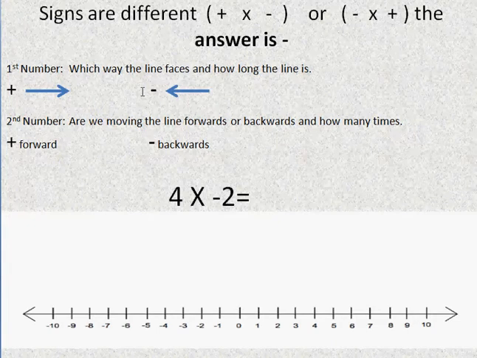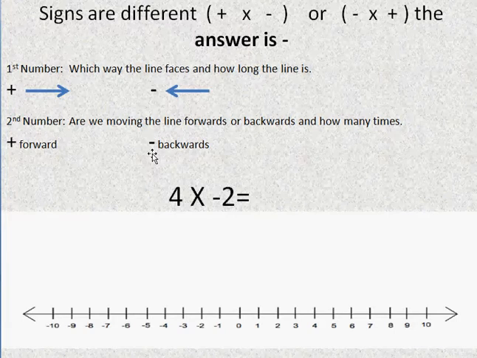Okay, first, the signs are different: a positive times a negative or a negative times a positive. The answer is negative. So I'm going to use some number lines here. The first number is going to be the way the line faces and how long it is. If it's a positive number, it's going to be facing to the right. If it's a negative number, it's going to be facing to the left. And the second number tells us if we're going to move that arrow forwards or backwards. Positive, we're going to move it forwards. Negative, we're going to move it backwards.